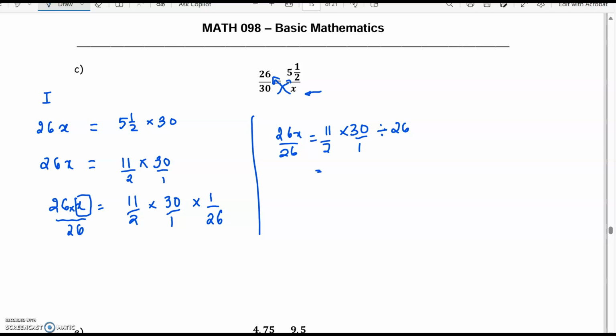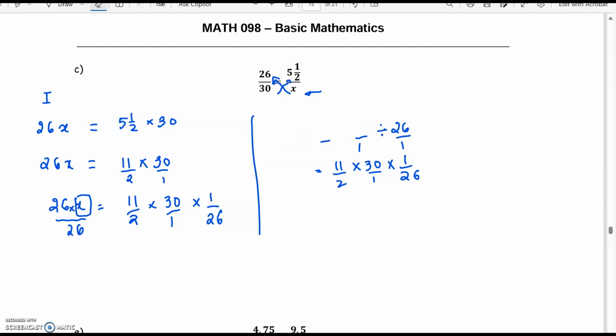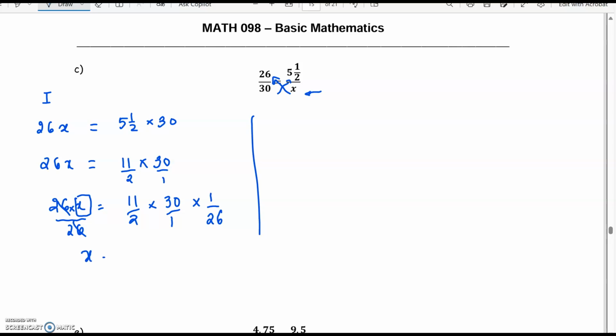So let's see what that is. So x is going to be 11 over 2 times 30 over 1 times, and now we're going to flip the fraction and make it 1 over 26. So it's the same thing. Just make sure that 26 is in the denominator. Now, let me show you what we do next, and that is we simplify. First we cancel. Now we have x by itself, so we've solved for x.